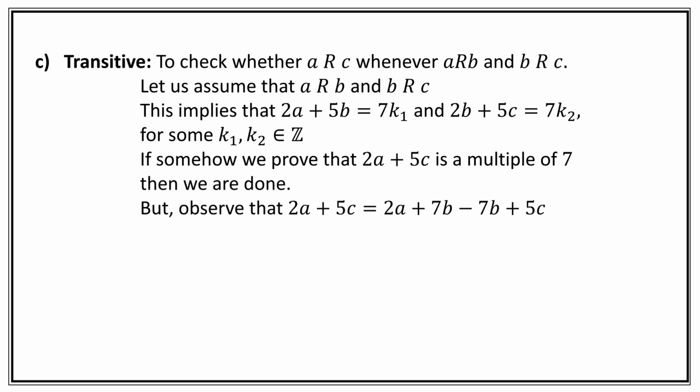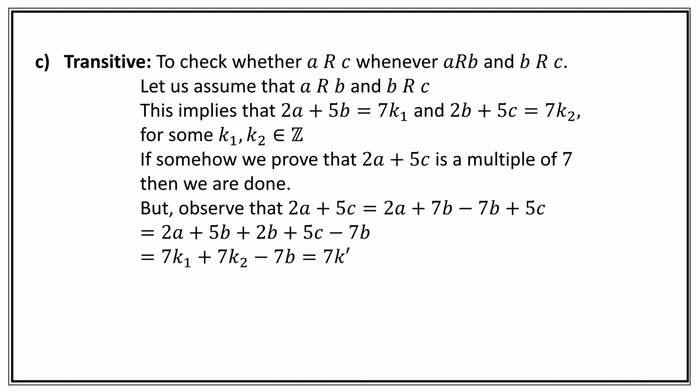But observe that 2a plus 5c can be written in this way. We have just added 7b and subtracted 7b, which further can be written in this way. The first two elements give 7k1, the third and fourth elements give 7k2, and the last element is minus 7b. So altogether it is 7 times some k dash. This proves that 2a plus 5c is a multiple of 7, which proves that a is related to c. Hence R is transitive. Therefore, by reflexivity, symmetry and transitivity, we can conclude that R is an equivalence relation.